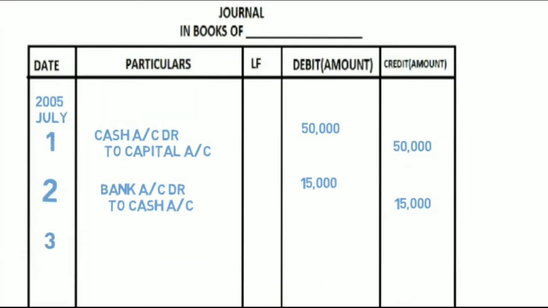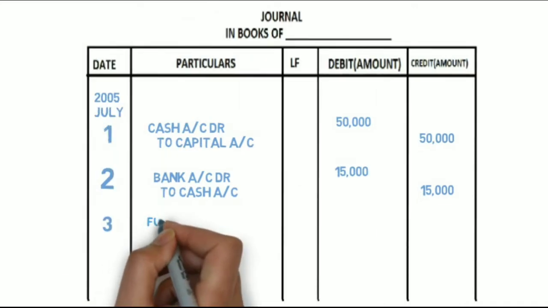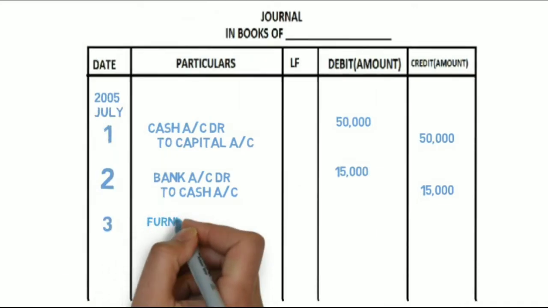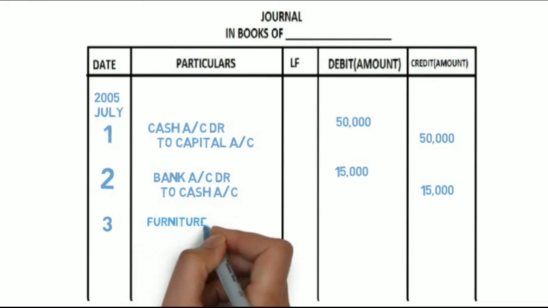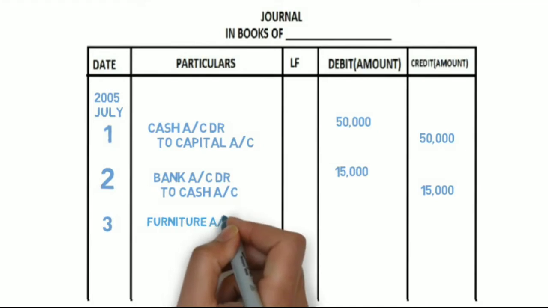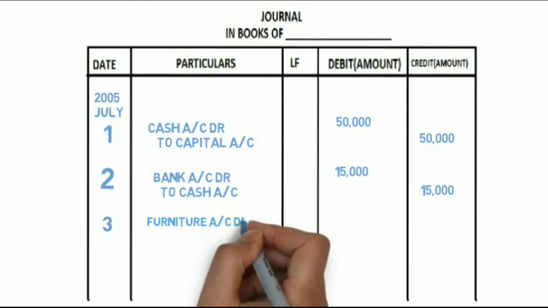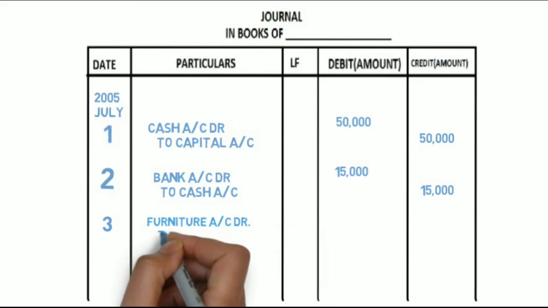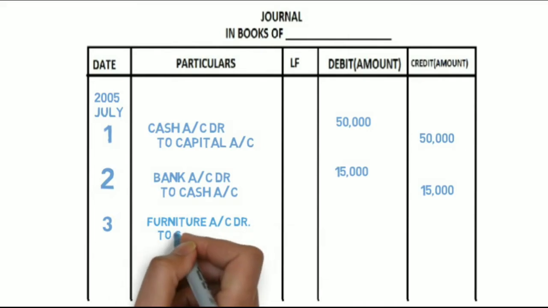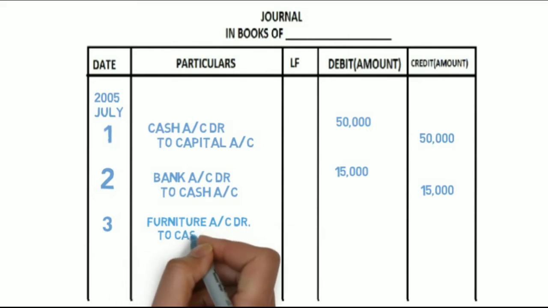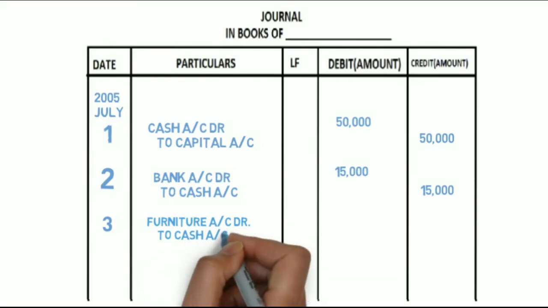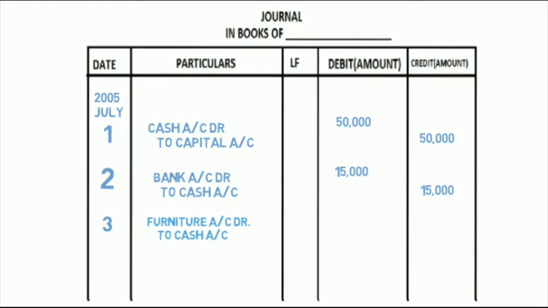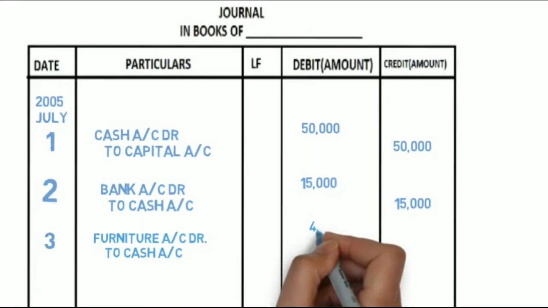So bank account debit to cash account 15,000. Now on 3rd of July we have bought an office furniture. Okay, so accounts reflecting here are furniture and cash. Of course, we have bought office furniture by cash. Okay, so office furniture, an asset, is increasing in our business, and cash, an asset, is decreasing. So office furniture account debit to cash account amount 4,000.